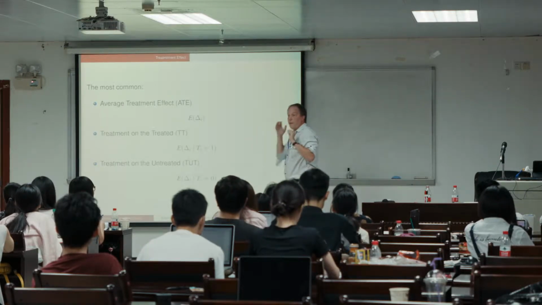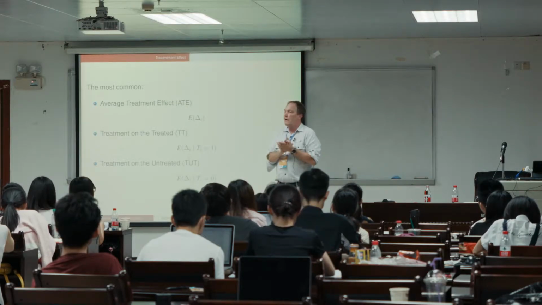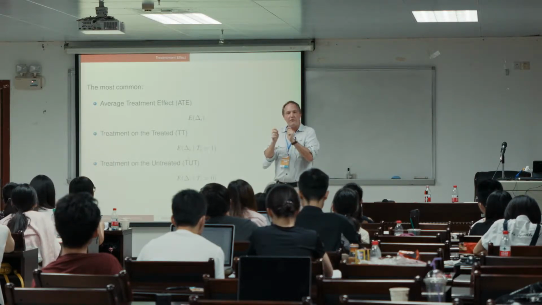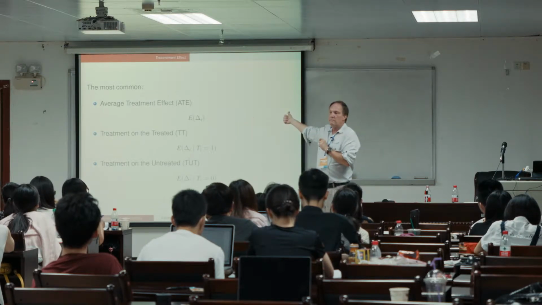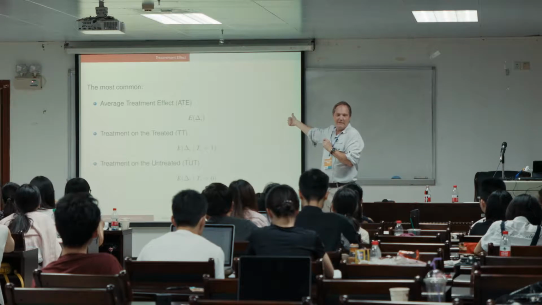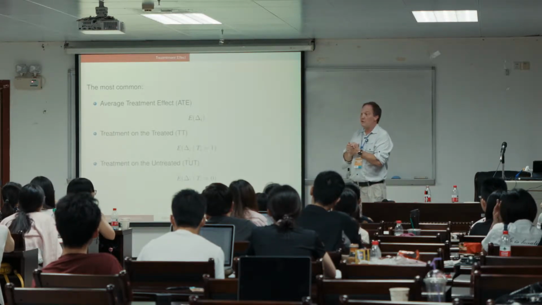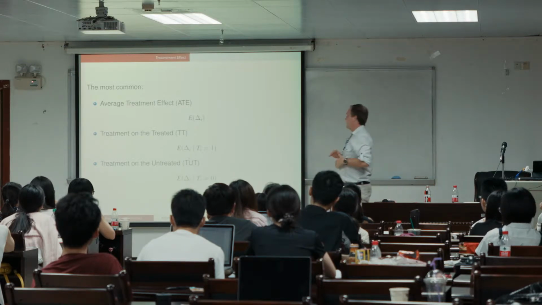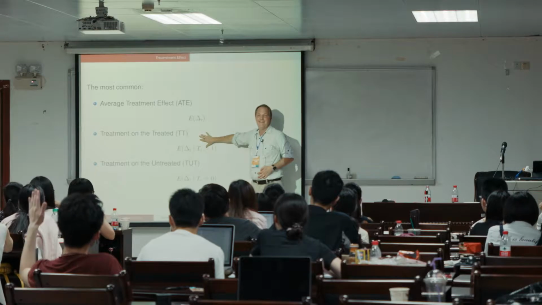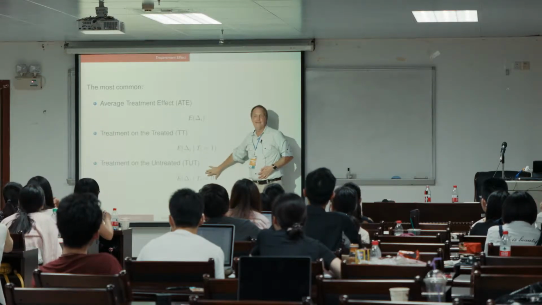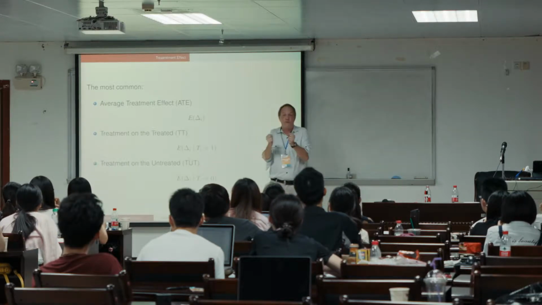Some people are getting the drug. Some people aren't getting the drug. I want to make it mandatory. I want to make sure everybody in the population is getting the drug. If that's the question that I'm looking at, which of these parameters is most interesting? Who thinks ATE? Who thinks TT? Who thinks TUT? You're all wrong. The treatment on the untreated, right?